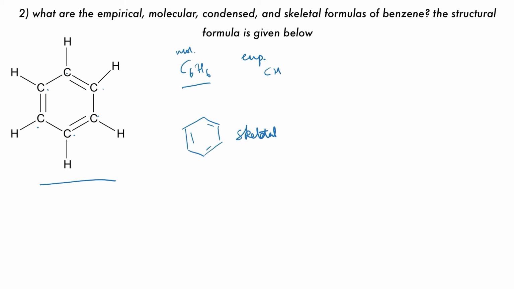Okay, and then the last thing, so we've got our empirical, we've done our molecular, and we've done our skeletal formulas. Now we need to do this condensed formula. Now that's a little bit trickier. We haven't come across this yet, but thankfully the IUPAC committee has given us a method in which we can write out our condensed formula.